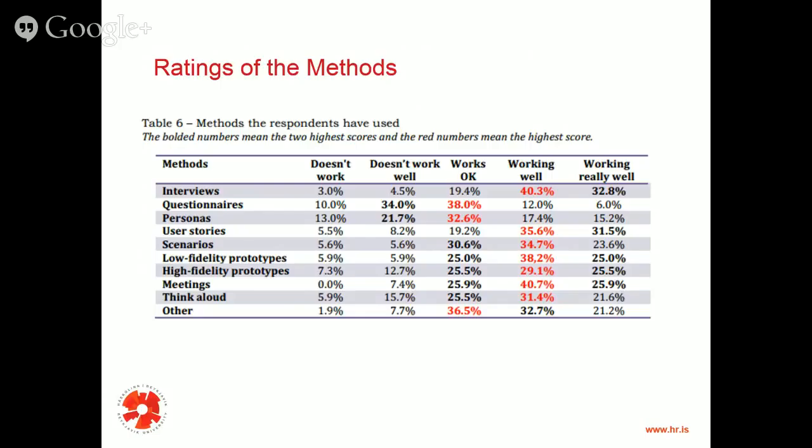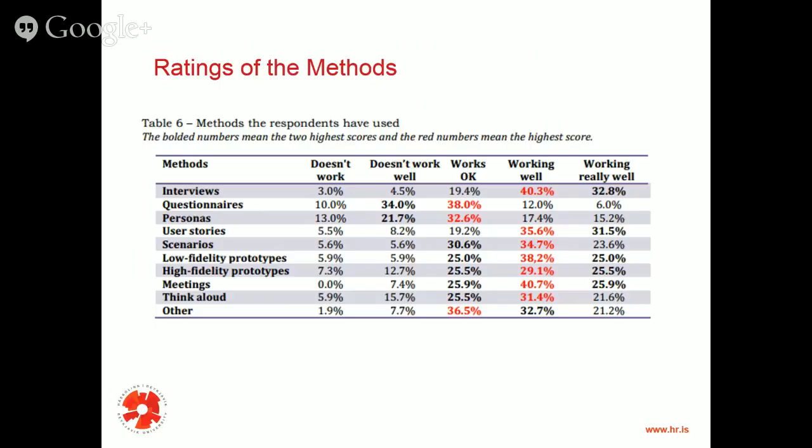So you can actually see they are much more negative about Think Aloud, which is a user testing method, than about interviews. Questionnaires got the lowest rating. So sending questionnaires out to ask users about the product is not a good idea, they think. It's not that effective. And personas didn't get very high rating either. You can see that there's more than 30% that don't like it.